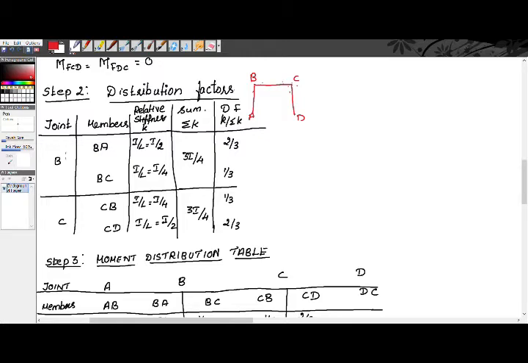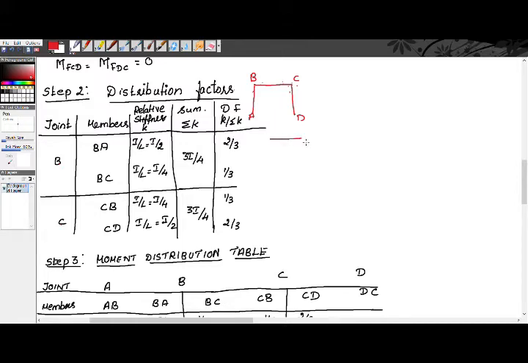So we will consider the joint B and joint C. At a joint B we have members BA and BC. At C we have the members CB and CD. So now we will find the relative stiffness.